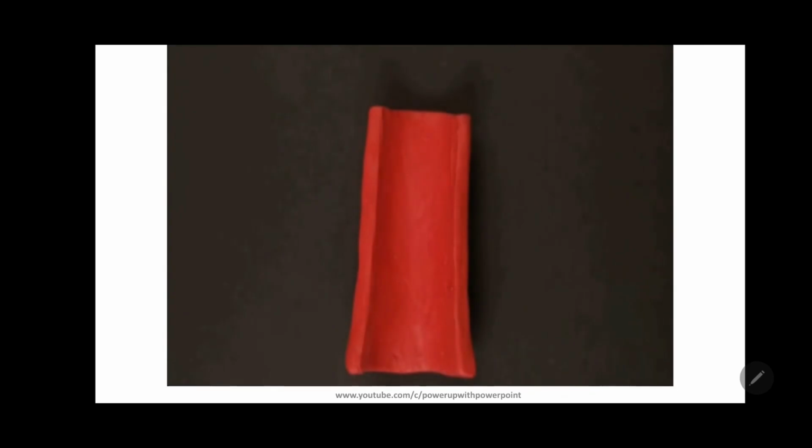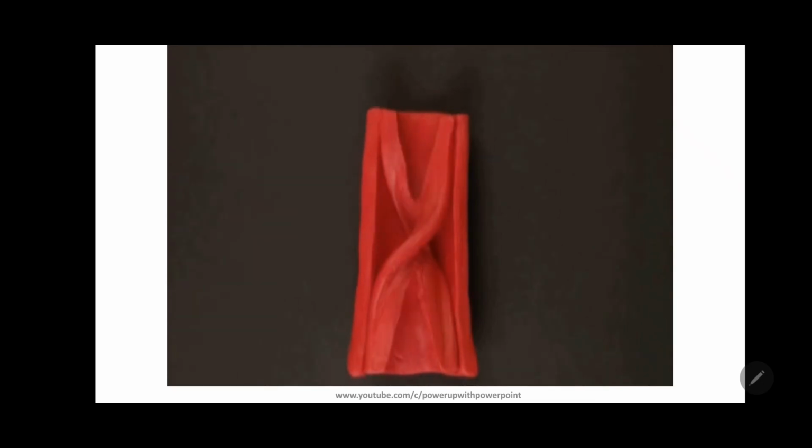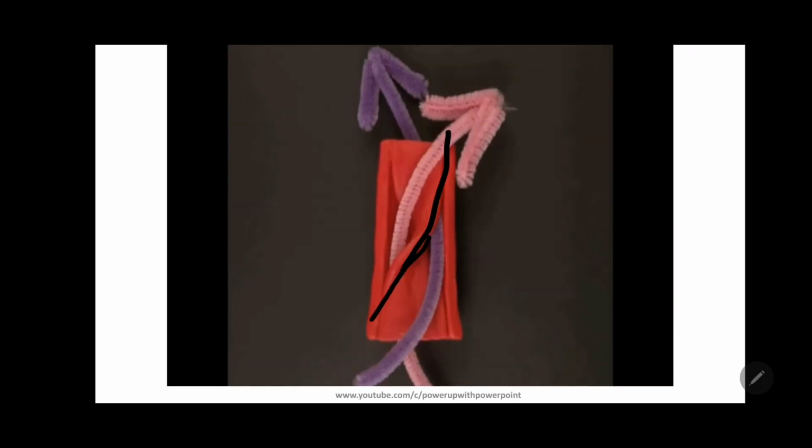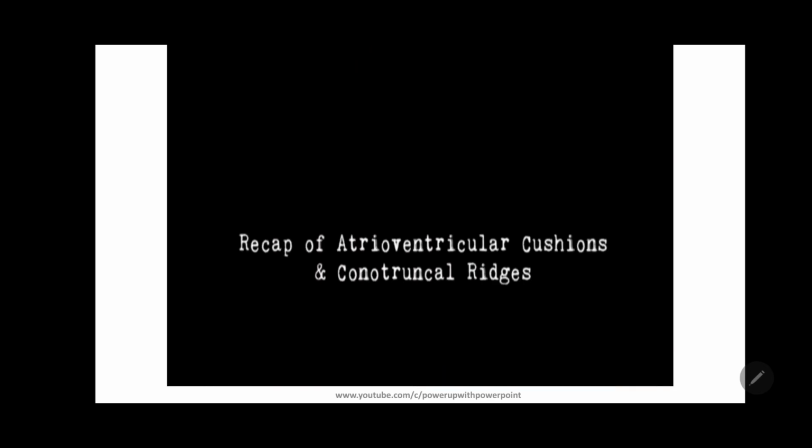Let us see here. If you see the truncus arteriosus, you can see the right and left truncal ridges growing and forming the spiral aorticopulmonary septum. So the blue color is the pulmonary channel and the pink color is the aortic channel. That is what you are seeing there.